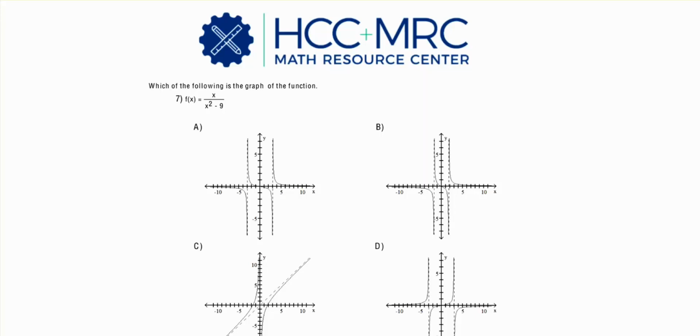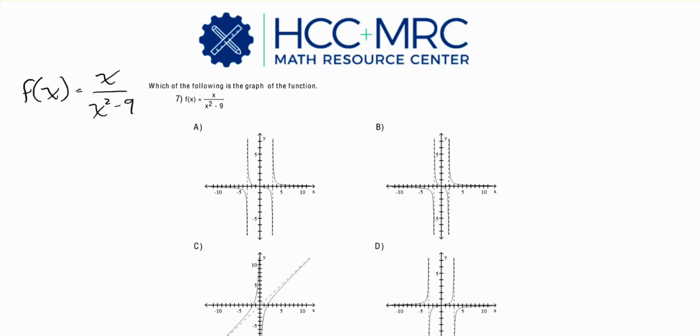This is question number 7. The question reads, which of the following is the graph of the function f of x equals x over x squared minus 9. So we're going to go ahead and analyze these graphs a little bit to figure out what is going on here.